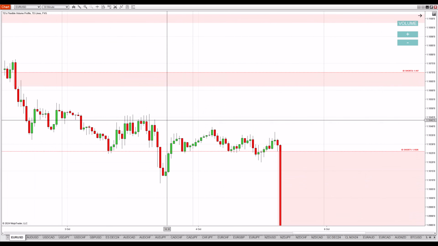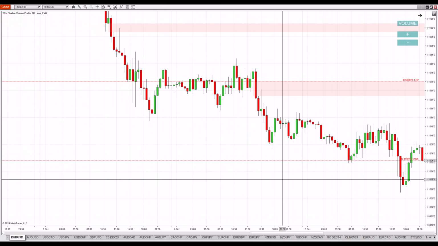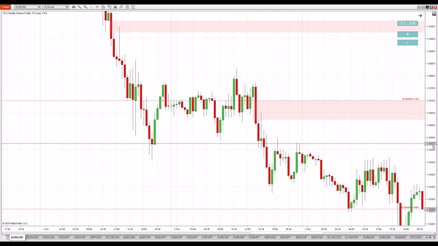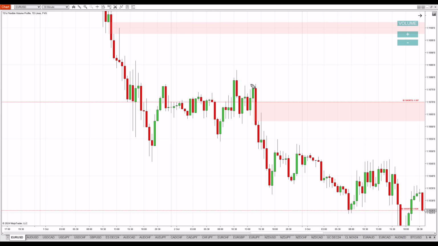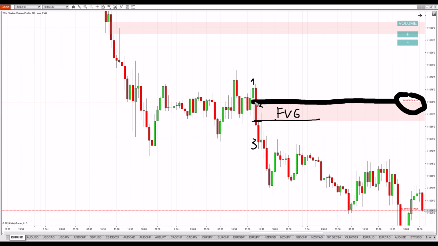There's one more. If I go a little bit higher, then there's another gap. Again, we have 3 candles. 1, 2, 3. This is the high of the third candle, this is the low of the first candle, and there is that gap. And again, I'm looking for going short from this level, because this is the higher border of that fair value gap, right? So I wait for pullback and go short from there.